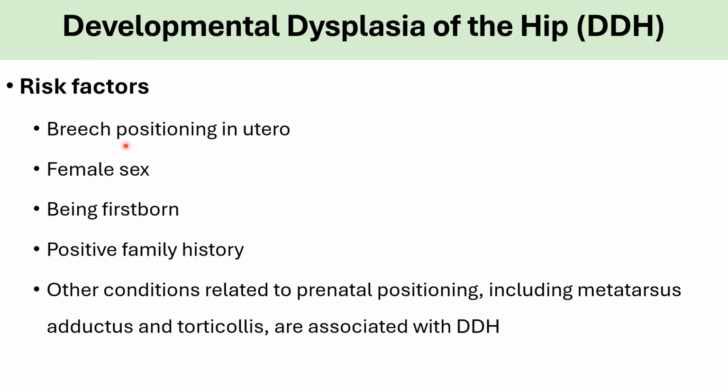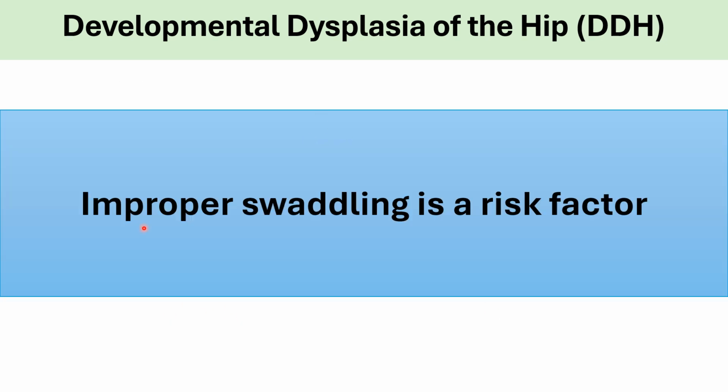Risk factors of DDH: breech positioning in utero or breech presentation, especially in the third trimester, female sex, being firstborn, positive family history. Very important to ask about family history of DDH. Other conditions related to prenatal positioning or breech presentation or narrowed uterus, metatarsus adductus and torticollis, are commonly associated with DDH. Another important risk factor is improper swaddling. Improper swaddling can cause DDH.